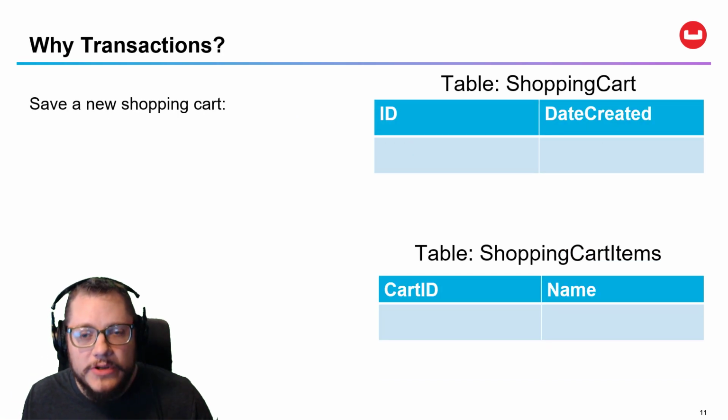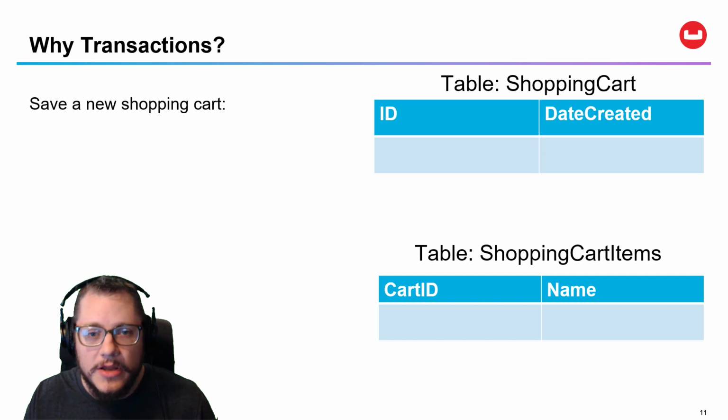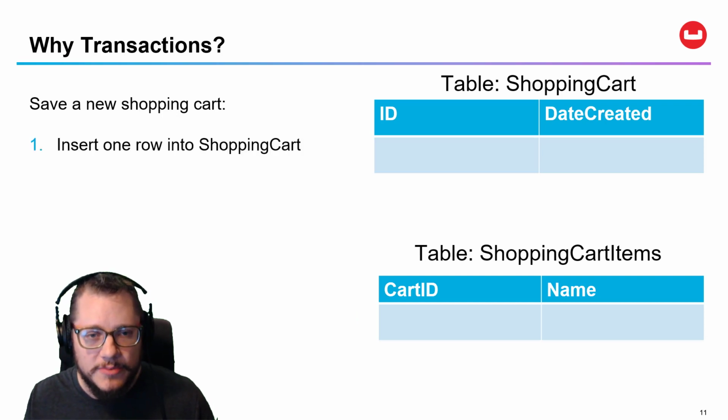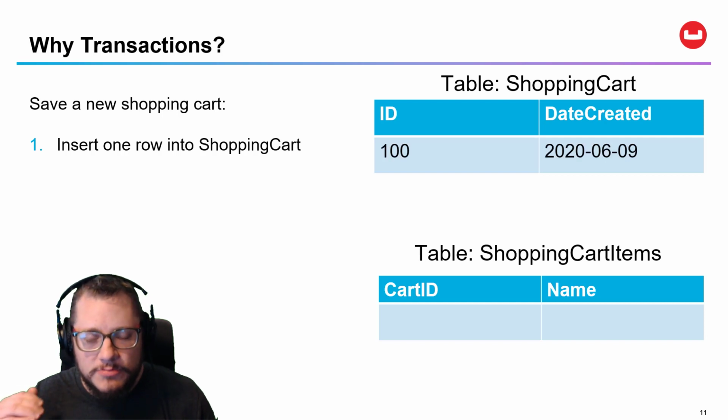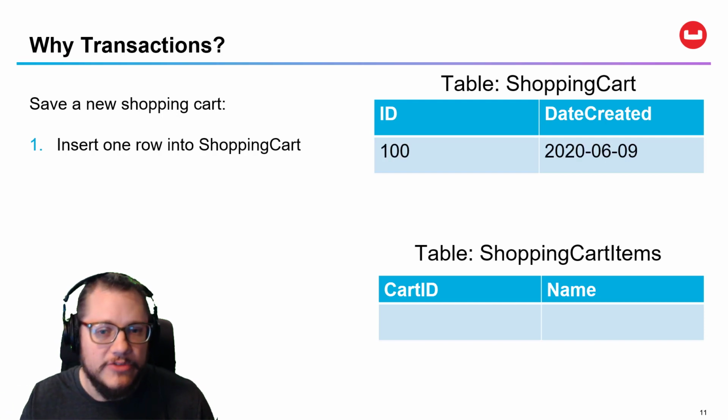And so this is how we would go about saving a new shopping cart to the database. And it's modeled this way in the database. So let's go through each step here. First of all, we're going to insert one row into shopping cart. And so that data shows up there in shopping cart. There's probably more information, but just the date and the ID for now.